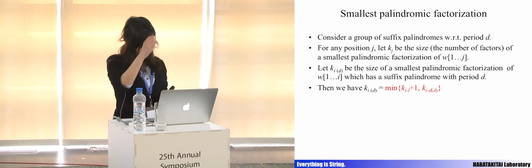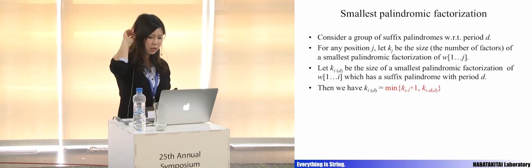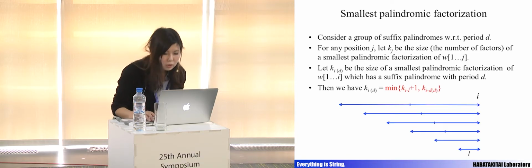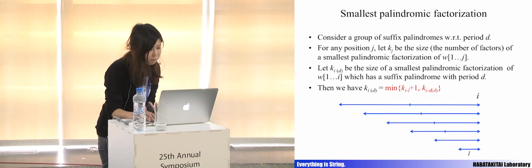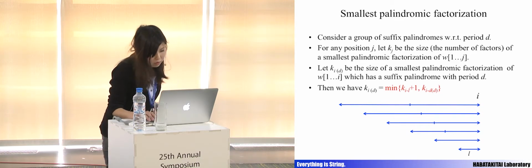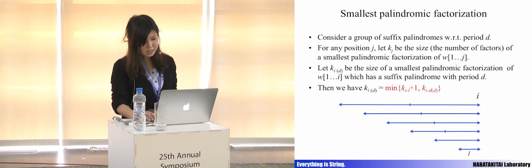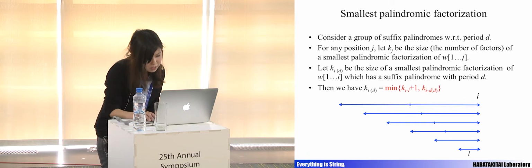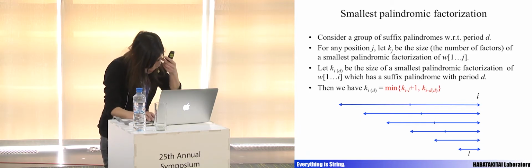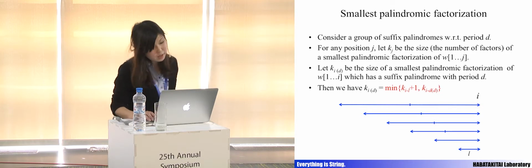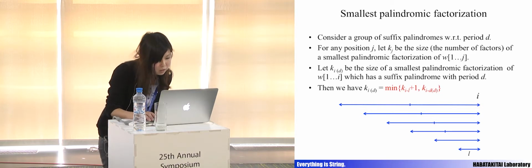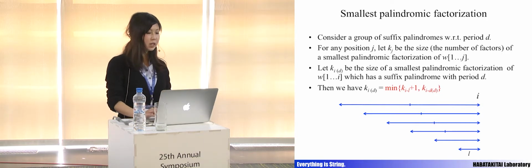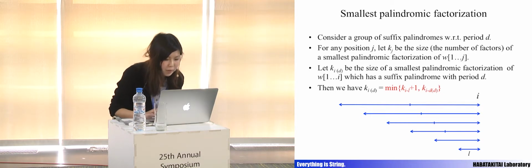Consider a group of suffix palindromes with respect to period D, which is shown by the blue arrows. For any position J, let KJ be the size of the smallest palindromic factorization of W[1..J]. Let KID be the size of the smallest palindromic factorization of W[1..I], which has a suffix palindrome with period D.